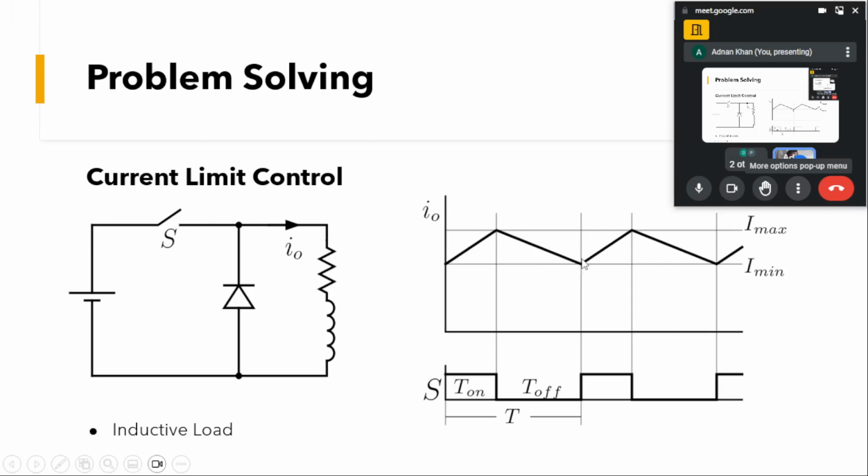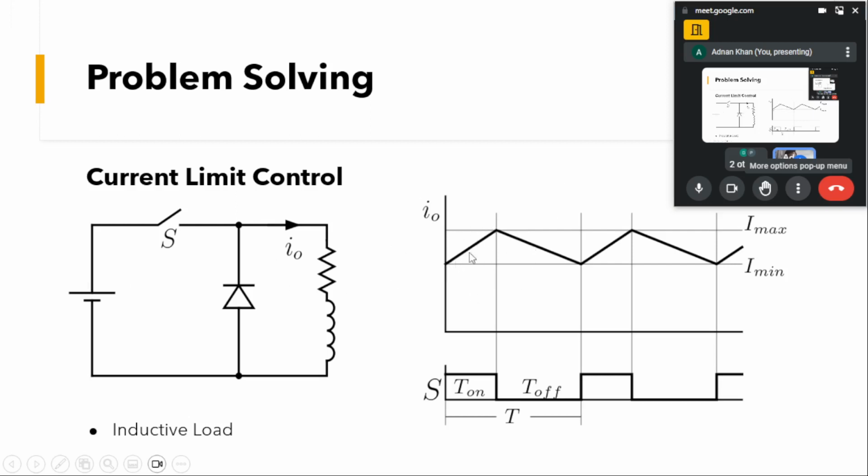When it touches this lower band, the switch turns on, and again we get a positive voltage across this inductor, and the current increases. In a similar fashion it will be a steady state operation: the current will increase with a constant slope because L is constant, so L di by dt is constant, as this voltage is constant.